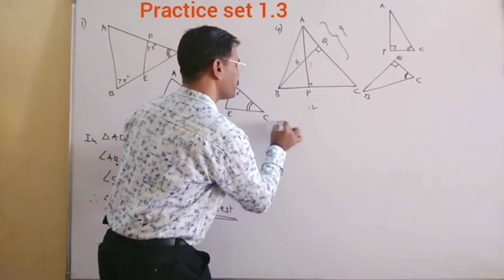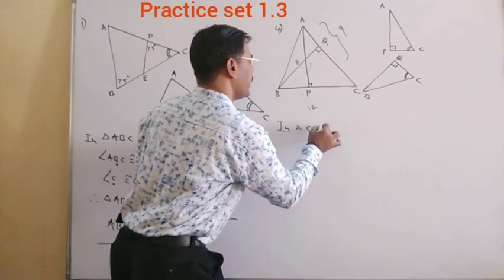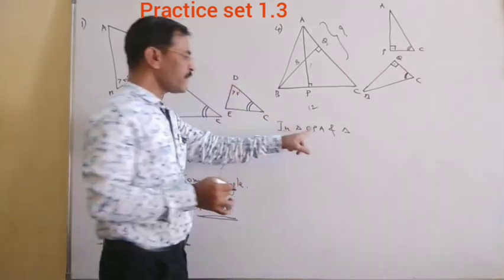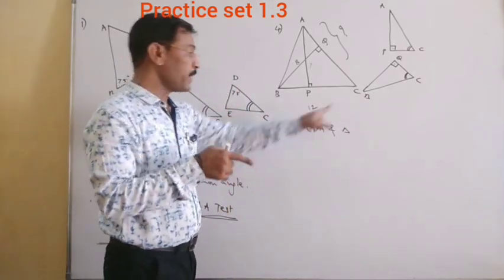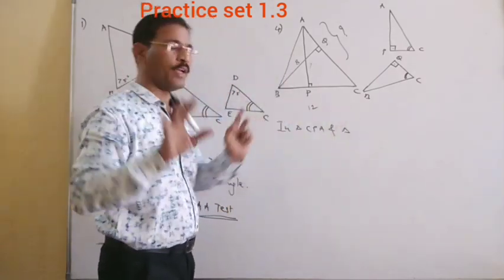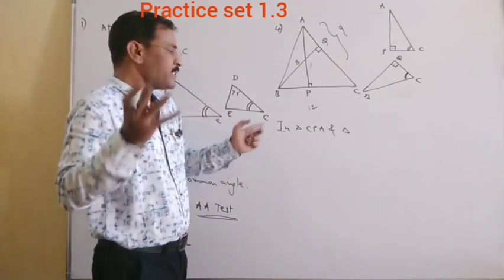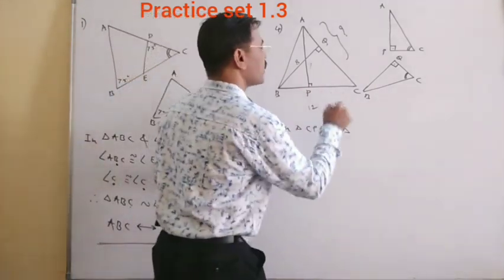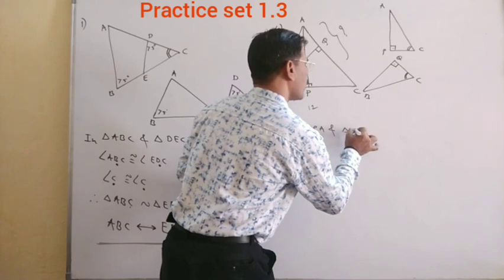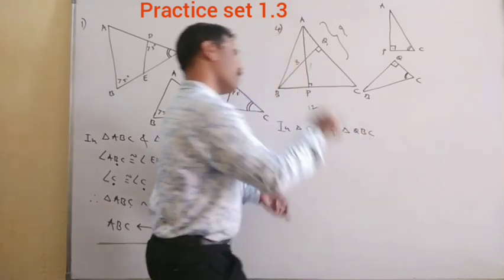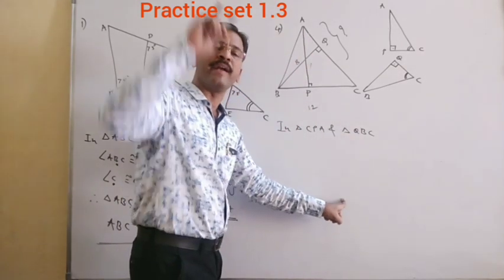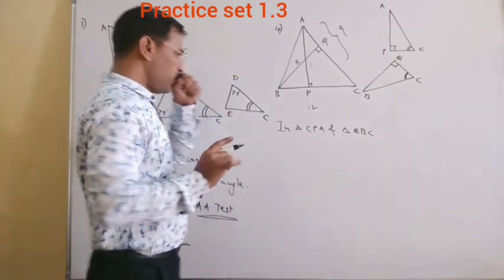See, in triangle CPA, write the name of the triangle as given. But for the second one, you can write it any way, and we'll get the same thing we need. Let's see. CPA, and we need what? You can write here CQB or QBC. Write anything. But when you are writing similar, at that time you will definitely get the same thing.